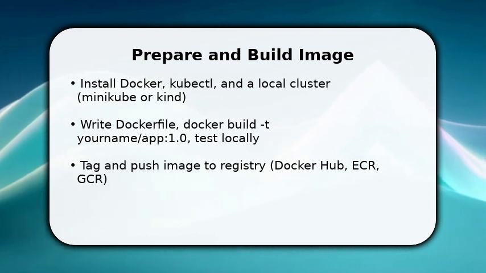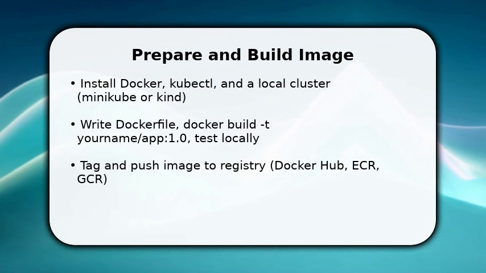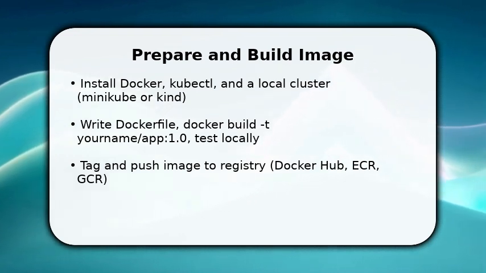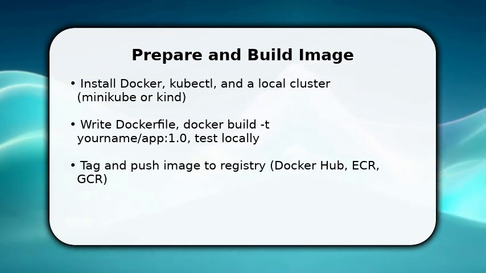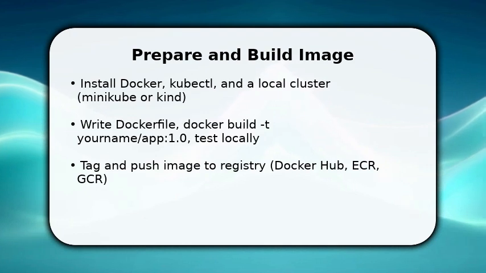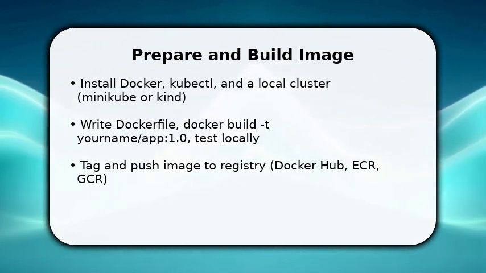Then tag and push the image to your registry so Kubernetes can pull it. Make sure your local cluster can access that registry. If using a private registry, configure image pull secrets. Once done, you're ready to declare Kubernetes resources.